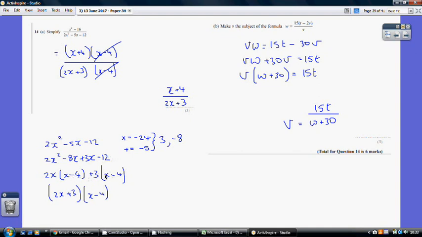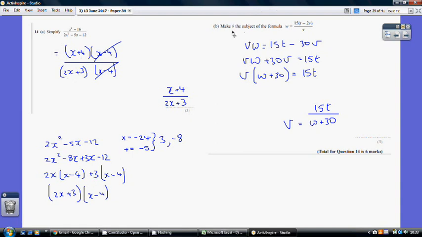Our final pair of brackets is then the 2 elements that are not in a bracket. So the first bracket is the 2x plus 3, and the second bracket is the repeated bracket, the x minus 4. So that is our denominator, and then as we were expecting, a couple of these factors cancel out, leaving us with x plus 4 over 2x plus 3.